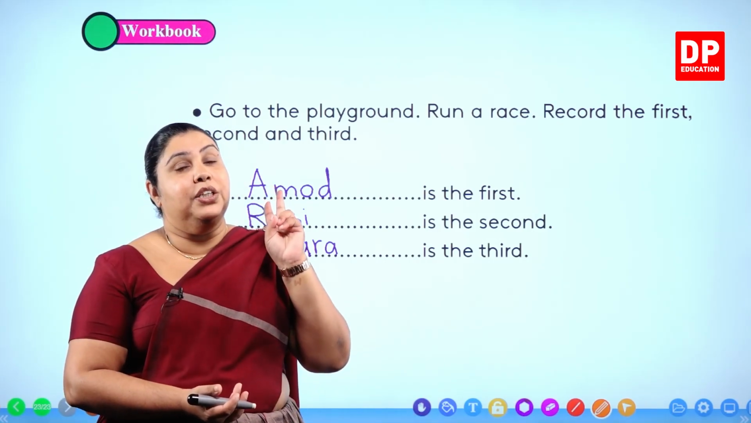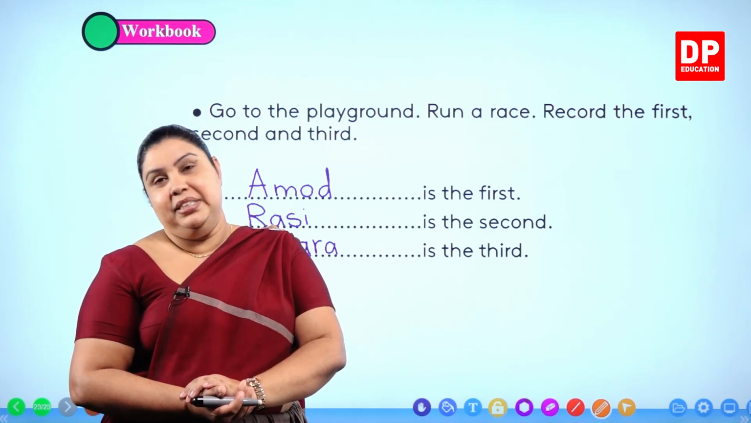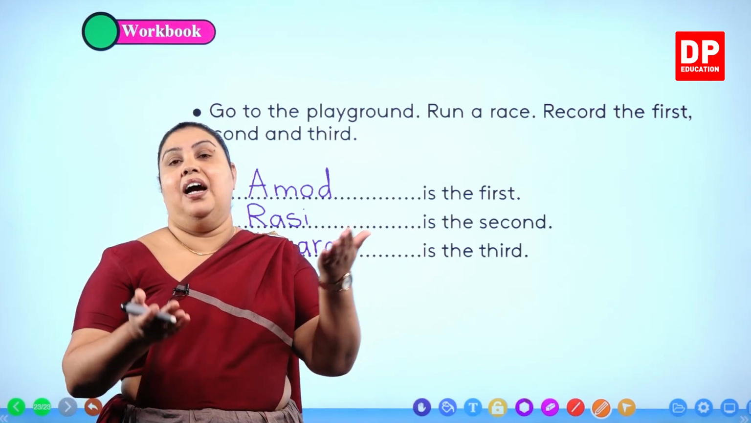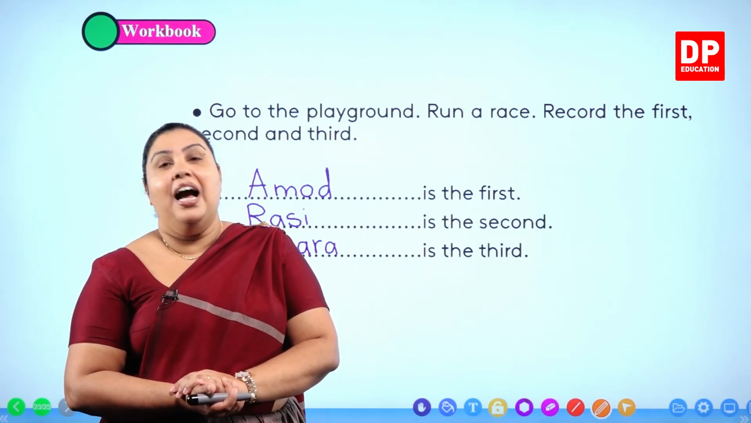So we have come to the end of our lesson number 2. Now we have completed 2 lessons from our unit number 7. We completed our first lesson, we are active kids, and our second lesson, let's play hide and seek.